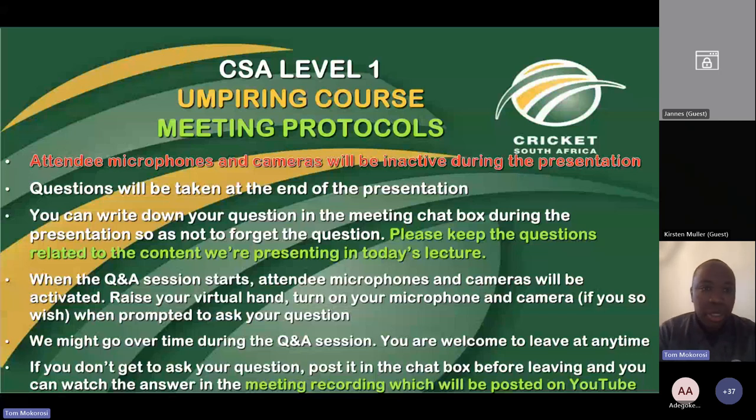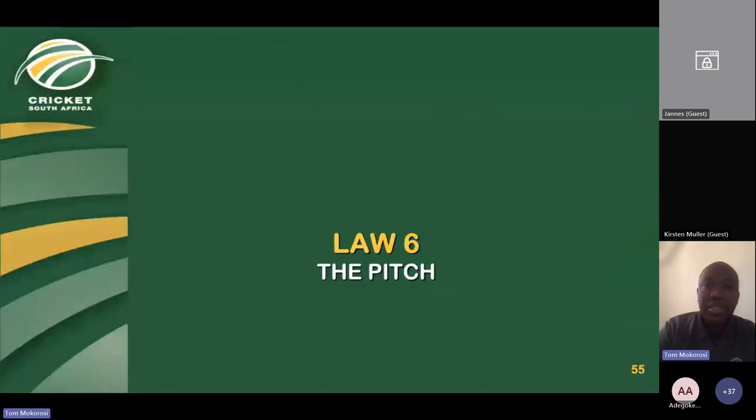So let's get on to the first law of today, which, as I mentioned, is law 6, and that is the pitch. That is the area that the match is played on, that the bowler bowls to the batters, and this is where all the action happens.